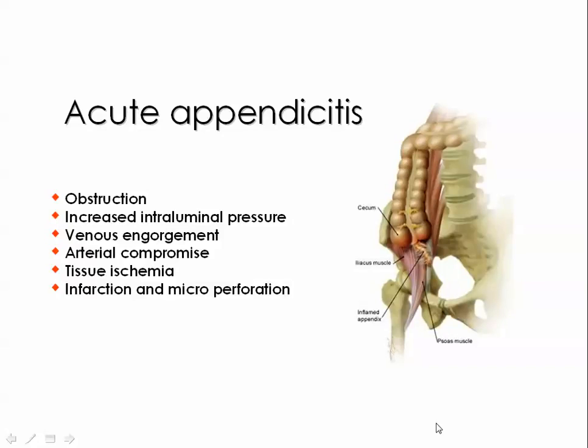But you know that the major cause of appendicitis is obstruction by foreign body, by food residue, by tumor, and this obstruction will lead to increased intraluminal pressure inside the appendix, which will result in venous engorgement and arterial compromise, consequently with tissue ischemia. Then you get infarction and microperforation.